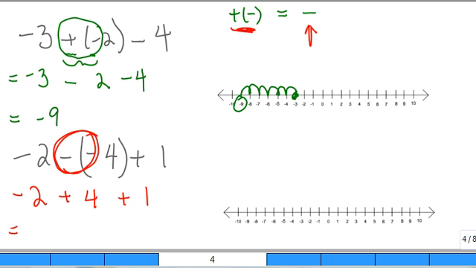And here we go, we're going to use our number line. So starting at -2, I'm going to add 4, so I'm going to go to the right 4, 1, 2, 3, 4, and then I'm going to add 1, so I'm going to go to the right again, one more. So I'll end up at 3.